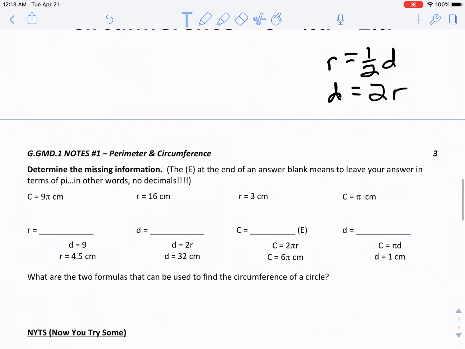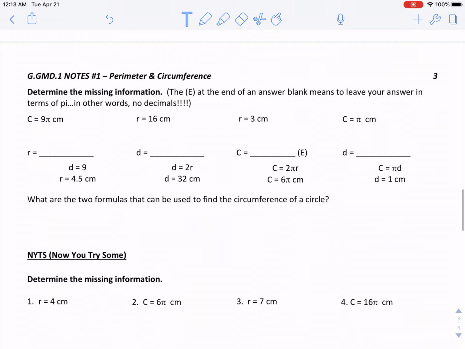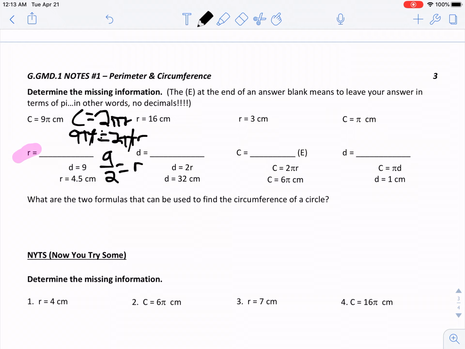All right, a couple of examples of these so far. This first one, we want to find the radius. So we know circumference equals 2 times pi times r. The circumference is 9 pi. So 9 pi equals 2 times pi times r. So we can get rid of the pi's because it's the same on both sides. And then 9 divided by 2 is r. That is 4.5.